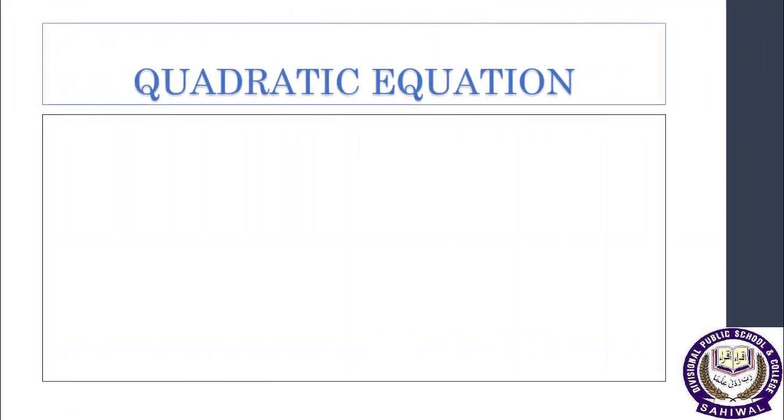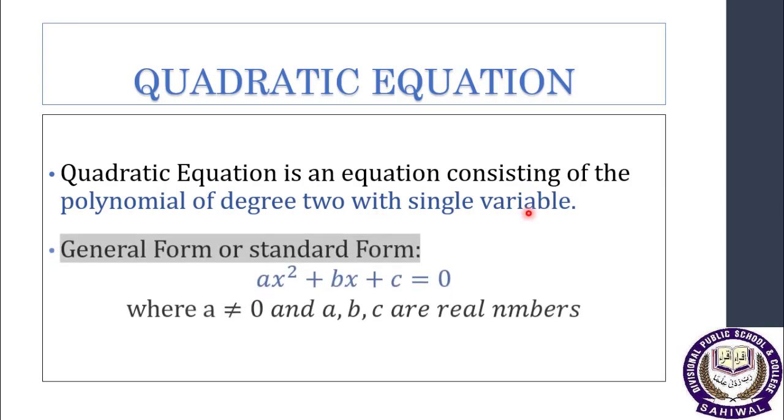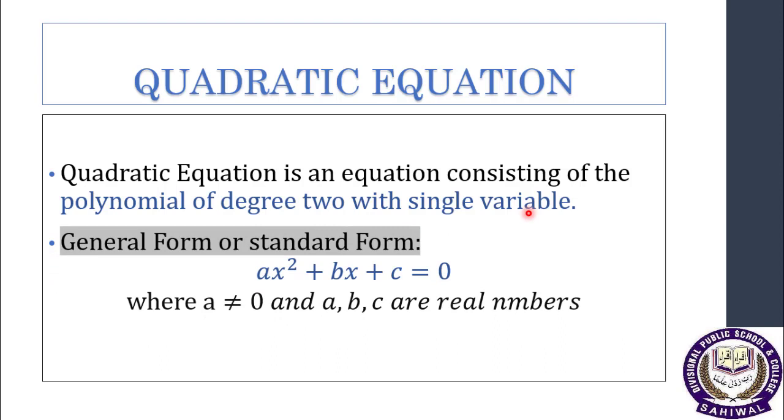So what is a quadratic equation? A quadratic equation is an equation consisting of the polynomial of degree 2 with a single variable. The general form or the standard form of the quadratic equation is ax square plus bx plus c equal to 0. In this equation, the coefficient of x square, that is a, should not be equal to 0, and a, b and c are real numbers.